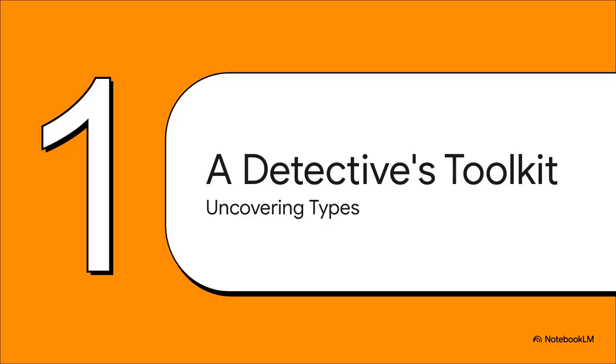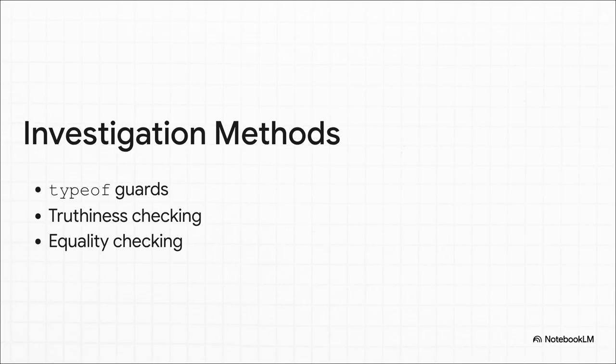Now that we've cracked our first case, let's officially open up our detective's toolkit. These are the fundamental, everyday techniques you're going to use all the time to uncover the true nature of your types. So we'll be looking at 3 core methods. We've already met typeof guards. Next, we'll investigate truthiness checking, which is a really quick but sometimes tricky way to filter out null values. And finally, we'll see how a simple equality check can be a surprisingly powerful tool for narrowing things down.